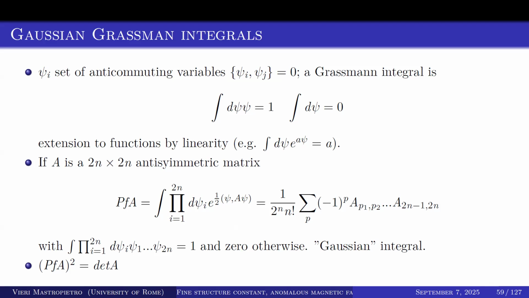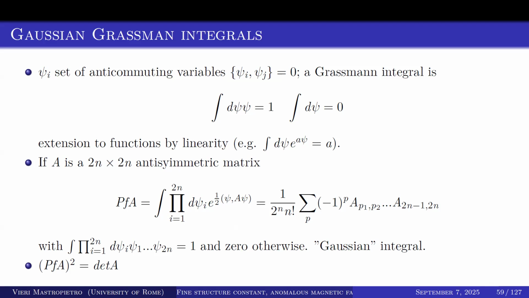So for instance, the integral of dψ of e to the ψ is 1. You expand in series, and then you get 1 is 0, ψ square is 0, and you have only this. Okay. Of course, the theory of Grassmann integral with only one variable is very easy. So let us consider more variables.